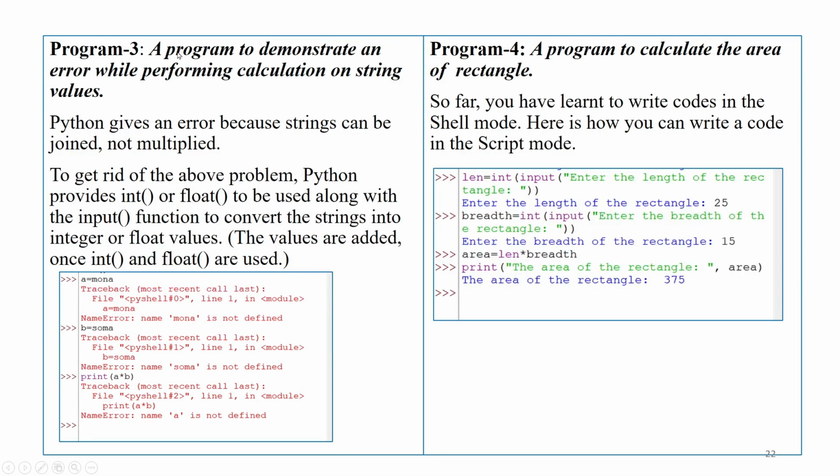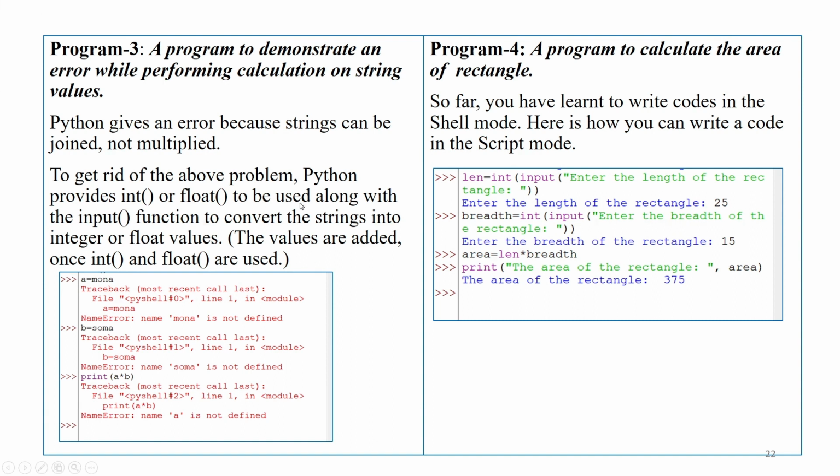Now here is program 3, a program to demonstrate an error while performing calculation on string values. Python gives an error because strings can be joined, not multiplied. We cannot multiply one string by another string. Yes, it could be multiplied by a number to print it 3 times, 4 times, 5 times, or n number of times, the number that you have given.